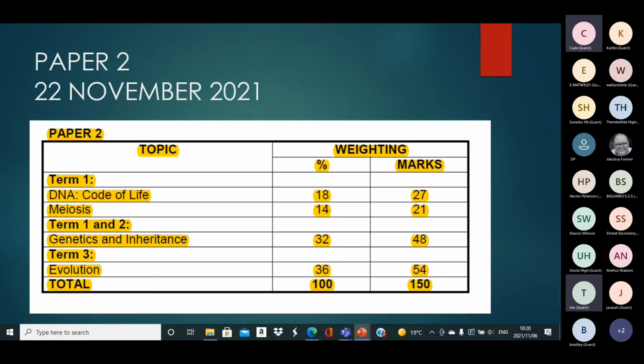Then paper 2, 22nd of November. Make sure that you know the topics. DNA code of life, 27 marks. Meiosis, 21 marks. Genetics and inheritance, 48 marks. Evolution, 54 marks. Grade 12s, again, make sure that you know all of your terminology, all of your key concepts of these topics, all of the diagrams that are involved with all of these topics.